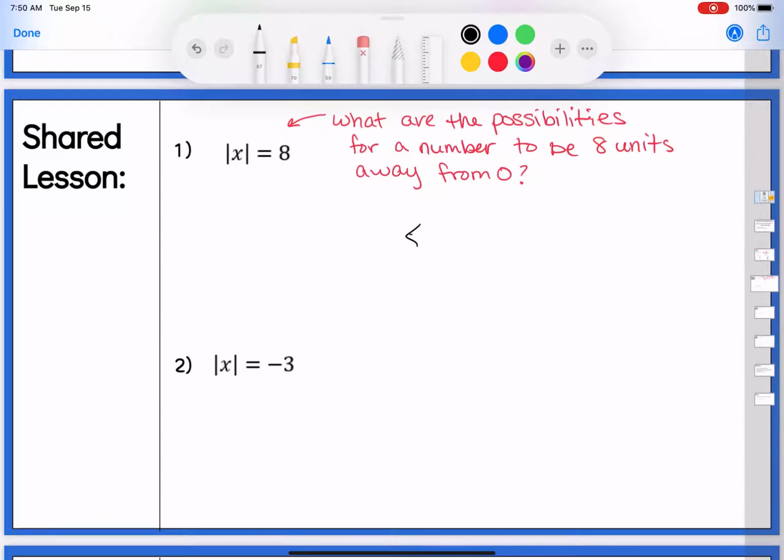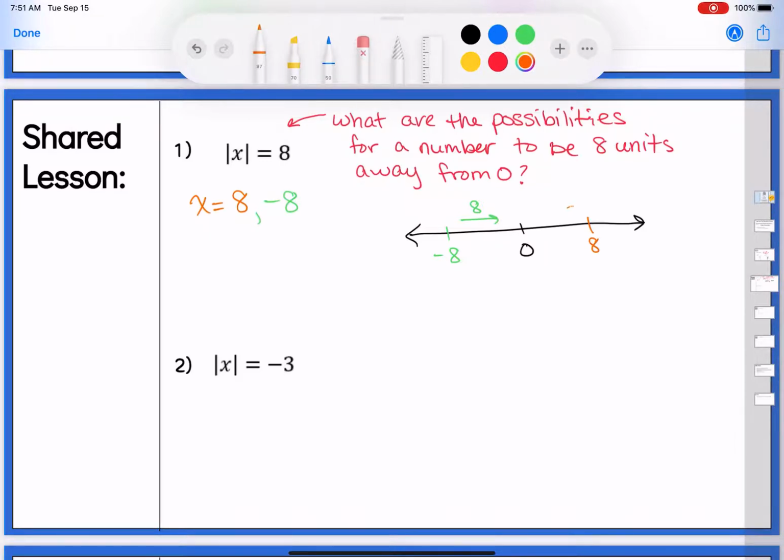If you think about it on a number line, which we won't have to do every time, but just to wrap your brain around what these equations mean. Here's 0, so I want a possibility that would be 8 units away from zero. Well, I could have one possibility over here at positive 8. So x could equal positive 8. That is 8 units away from zero. But I could also have negative 8. Negative 8 would be 8 units away from zero as well.